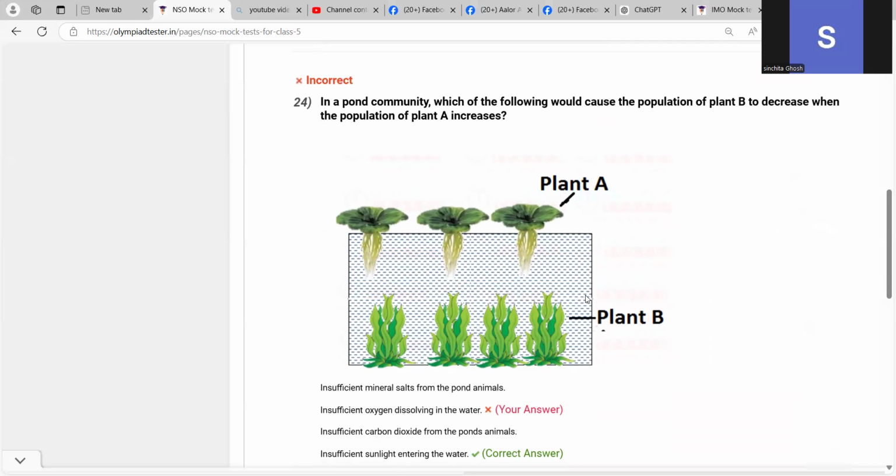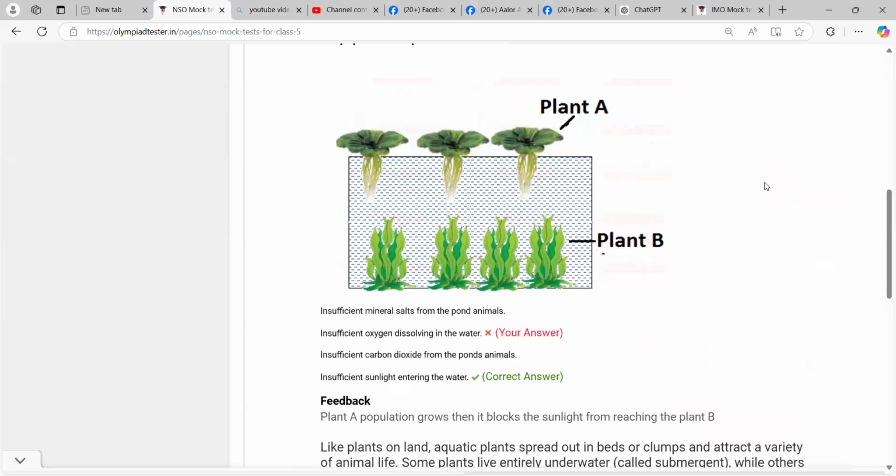Why is it wrong? Okay, in a pond community, which of the following would cause the population of plant B to decrease when the population of plant A increases? So your answer was insufficient oxygen dissolving in water. No, that is wrong, because actually plants need more carbon dioxide. Obviously, they need oxygen to survive, but they need carbon dioxide to make their own food. And along with that, they also need sunlight to make their food.